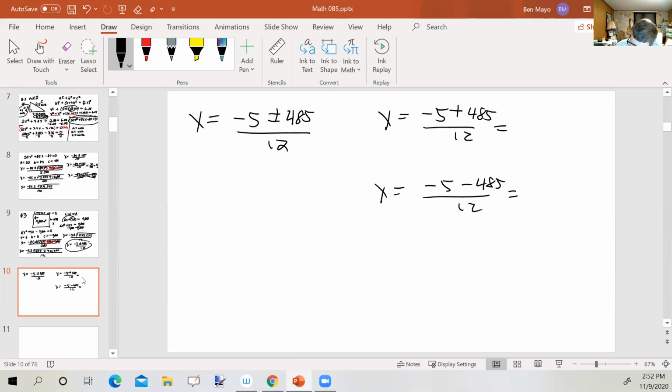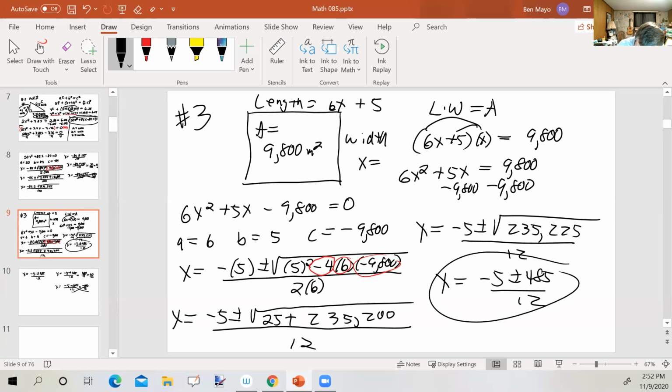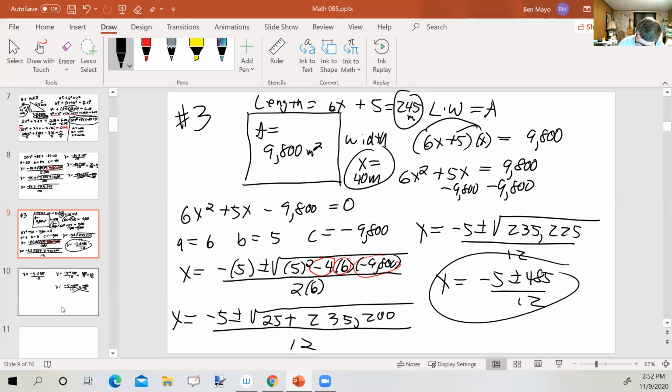Negative 5 plus 485 would be 480. 480 divided by 12 would be 40, right? Negative 5 minus 485 would be negative 490 divided by 12. Again, I'm looking for a length or a distance, so that one's not going to work. So if X equals 40, I can go back here and say that the width is 40 meters and the length is 6 times 40, which would be 240, plus 5 would be 245 meters.